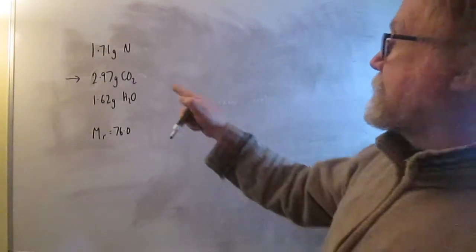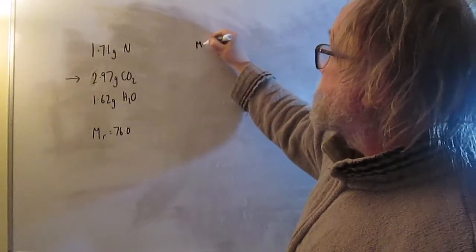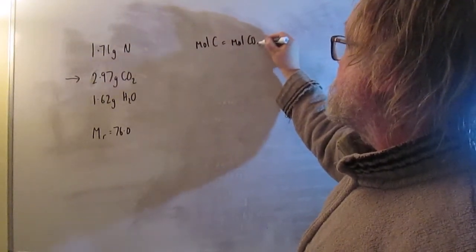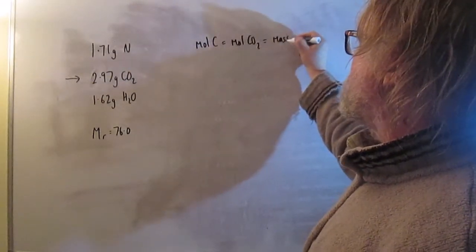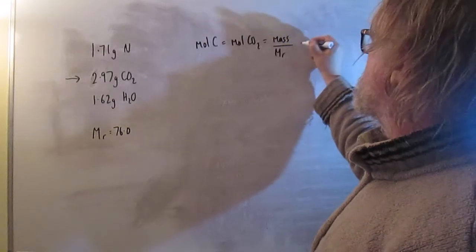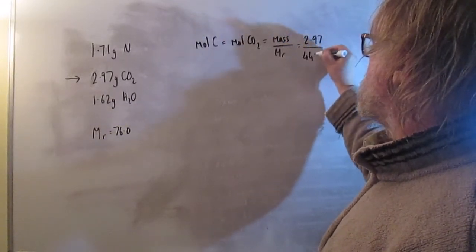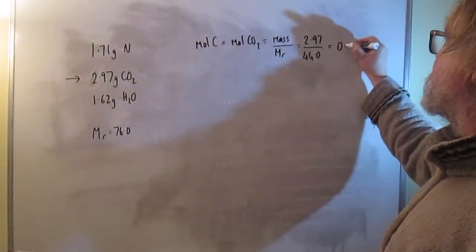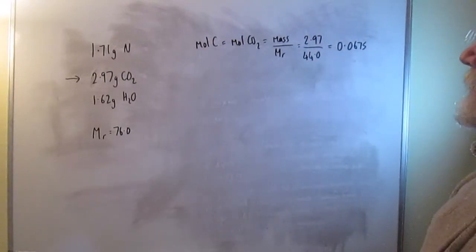So we know that each mole of carbon gives you a mole of CO2, so we can write that the moles of carbon is equal to the moles of CO2, which is mass over Mr, usual thing, equal to 2.97 over 44.0, which comes to 0.0675. Okay, so that's our moles of carbon.